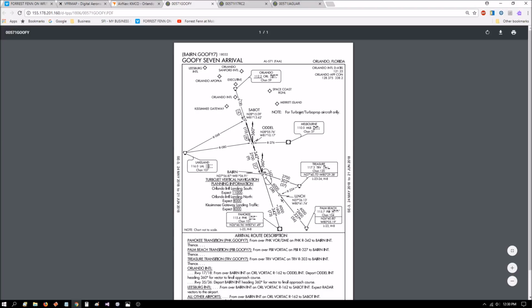And you notice all of these degrees and headings, and again, there's the Lakeland LAL waypoint, Sabot, and they don't need to mention all of this stuff. They don't need to mention everything. They just tell you to take that, okay?